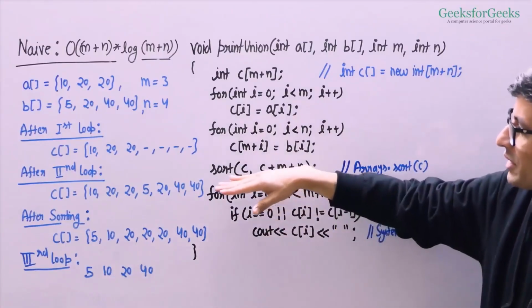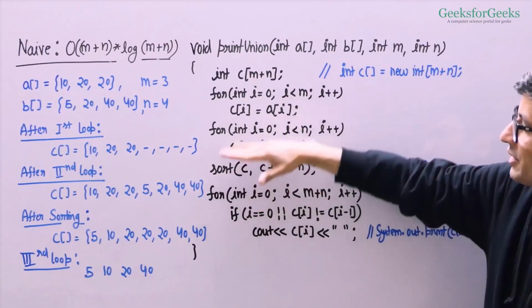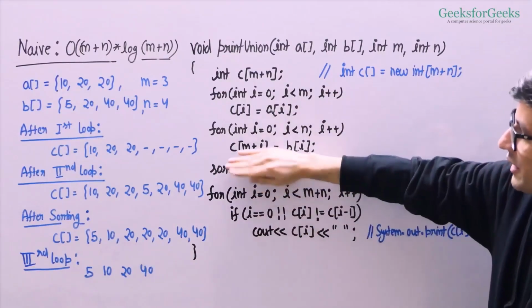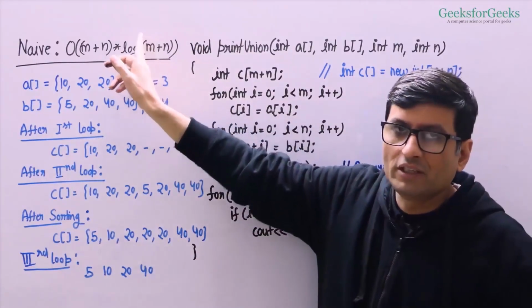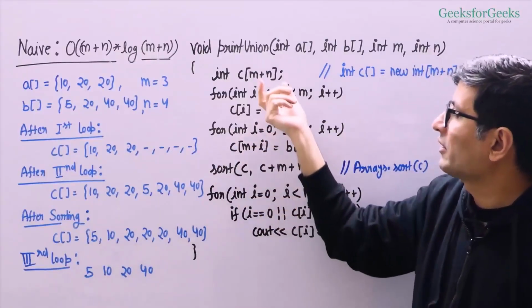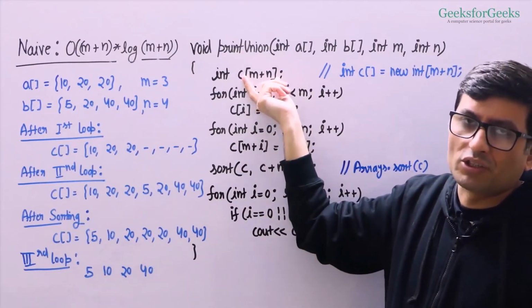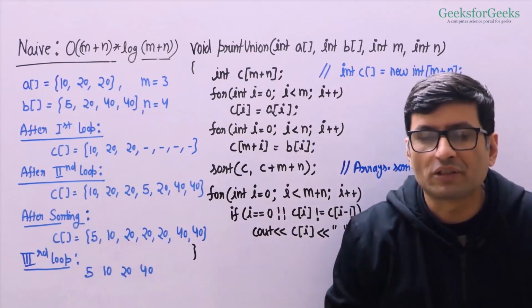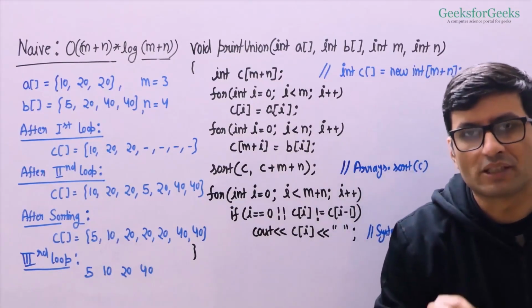We have the time complexity this much because of the sort step. This is theta m, this is theta n, this is theta m plus n, but this is m plus n into log m plus n. Also, the solution requires theta of m plus n auxiliary space. Now please pause this video and try to think of a solution that works in theta m plus n time.